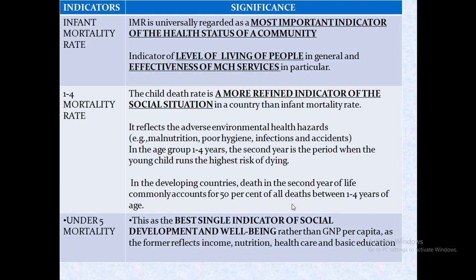And come to infant mortality rate. It is universally regarded as the most important indicator of the health status of community. It indicates the level of living of people in general and effectiveness of the MCH service in that particular area. When coming to 1 to 4 year mortality rate, it is a more refined indicator of the social situations in a country. It reflects the adverse environmental health hazards like malnutrition, poor hygiene, infection, accident. These are all the main cause for 1 to 4 year mortality rate.